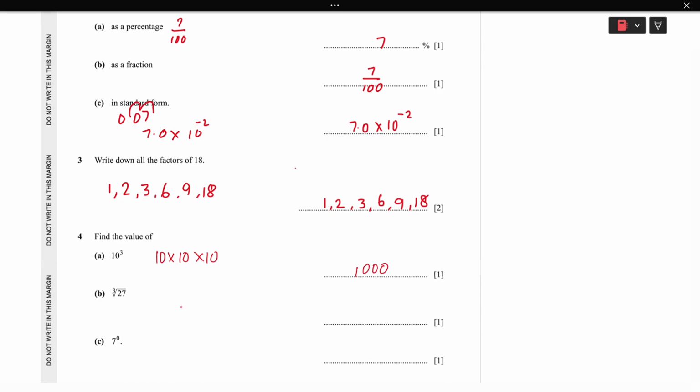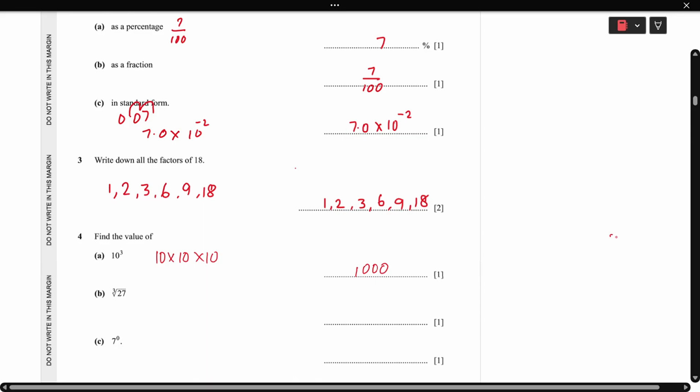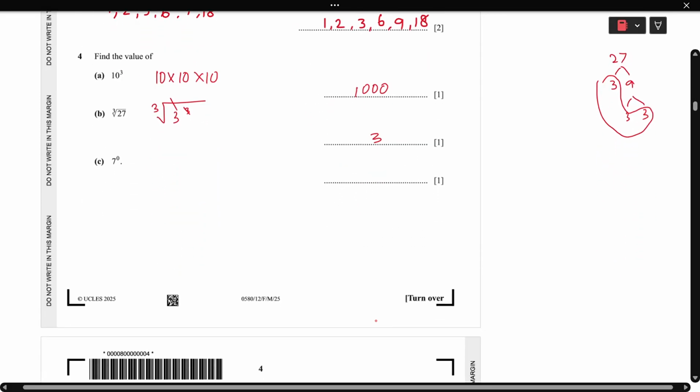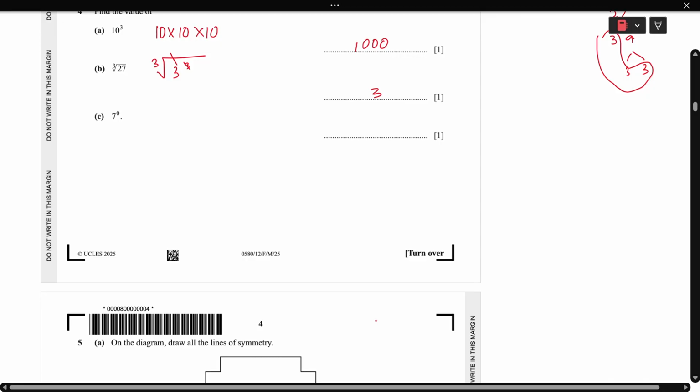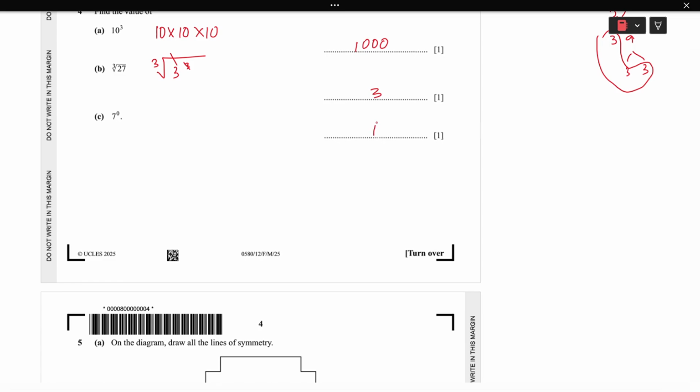Okay, next is the cube root of 27. So 27 we can write like 3 and 9. I'm factorizing 3 and 3. So I can write it as 3 cubed. So the cube root of 3 cubed, the cube and cube root are gone. So the answer is going to be 3. Okay, next question, 7 power 0. Any number with exponent 0, the answer is 1.